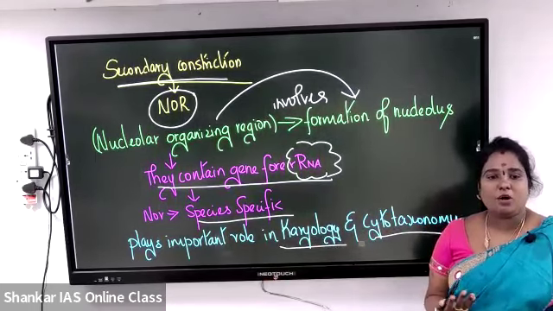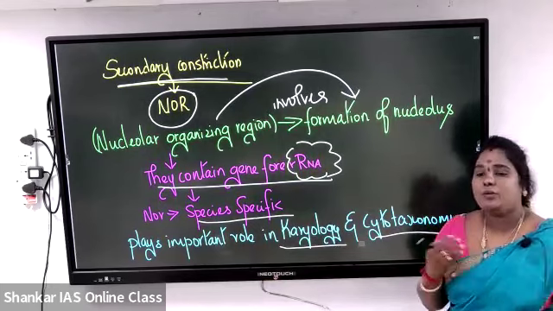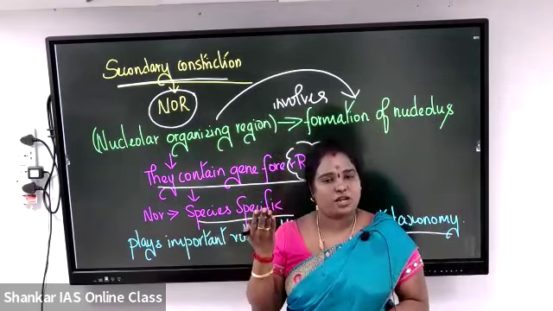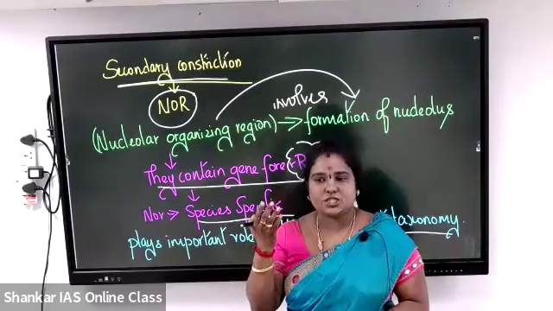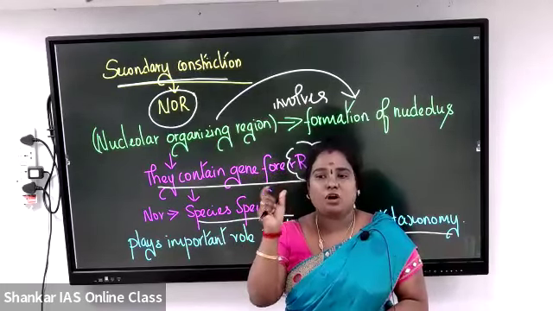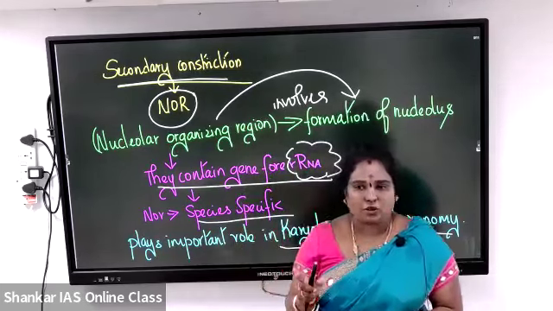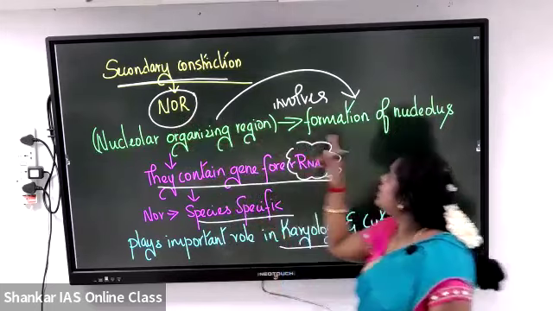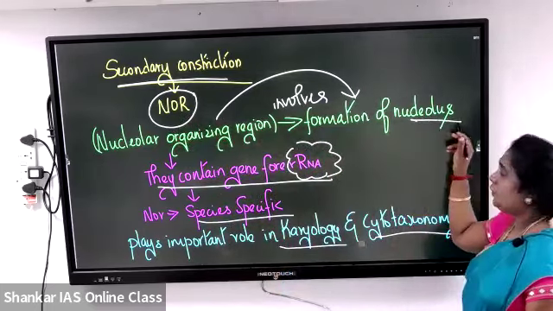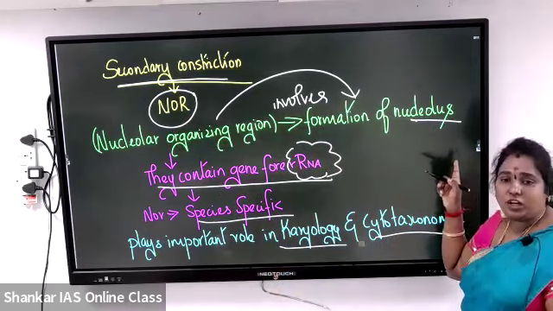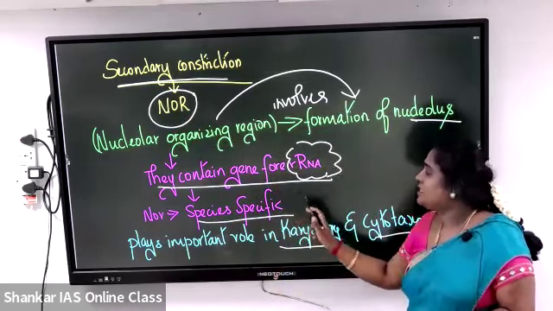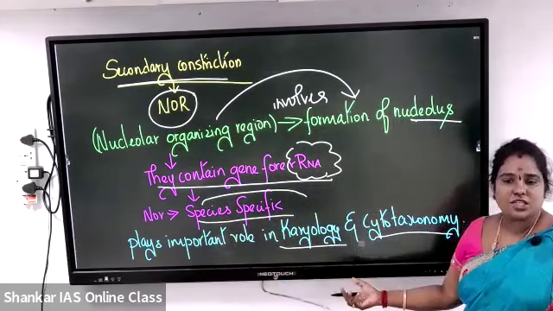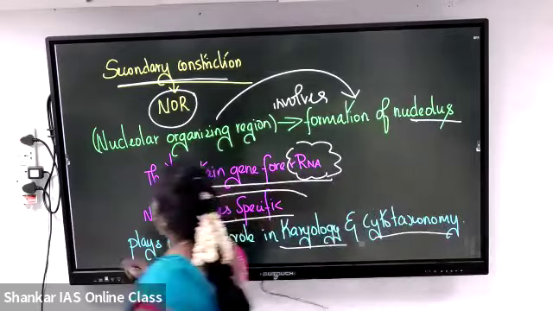So what were we talking about? We are talking about secondary constriction. In addition to the primary constriction, we have one more constriction, we call it the secondary constriction. Above that we have a certain body or chromosome, we call it a SAT chromosome. These SAT chromosomes contain what? NOR. This NOR is involved in the formation of what? Nucleolus, and it is always species specific. So it is used in karyology as well as cytotaxonomy.